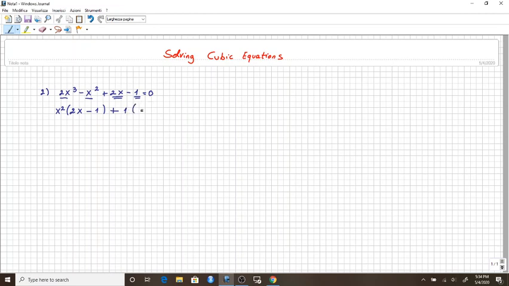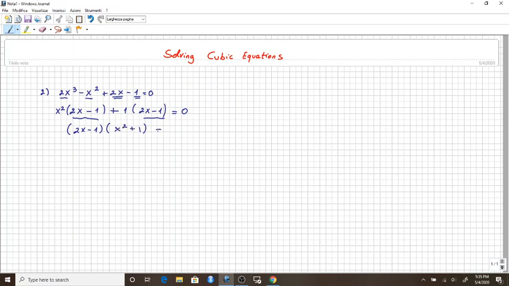So we have 1 times 2x minus 1, and then we have equal to 0. Notice how again these 2 factors must be the same. So now we can factor out the 2x minus 1, which means we write this only once. And then this is going to multiply whatever is left outside the parentheses, which is x squared plus 1.